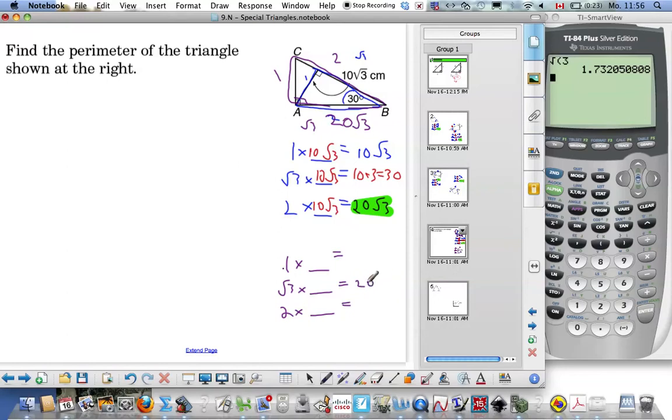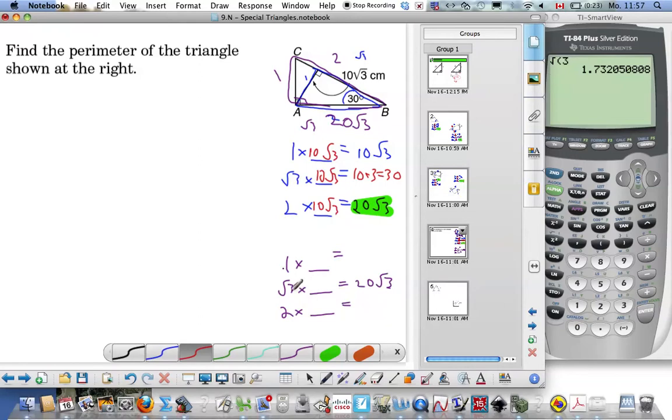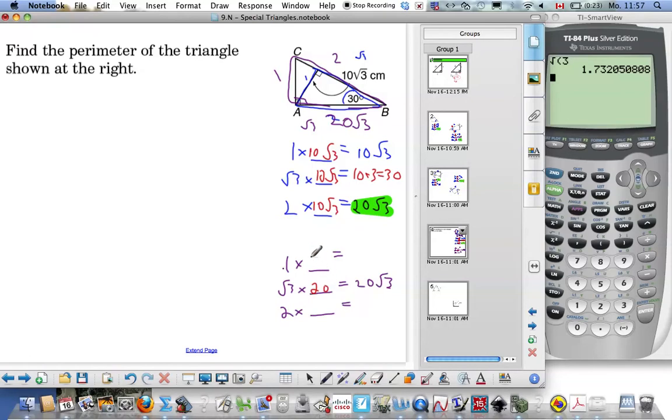So we're going to do 20 root 3. What's our 1 side now? That's what we're looking for. Root 3 times what gives you 20 root 3? Times 20. So 20, and we know that that's 40 down there. Can we fill these in? Now we've got the 2, so this is going to be 40, and then this is going to be 20, and so we can find our perimeter.